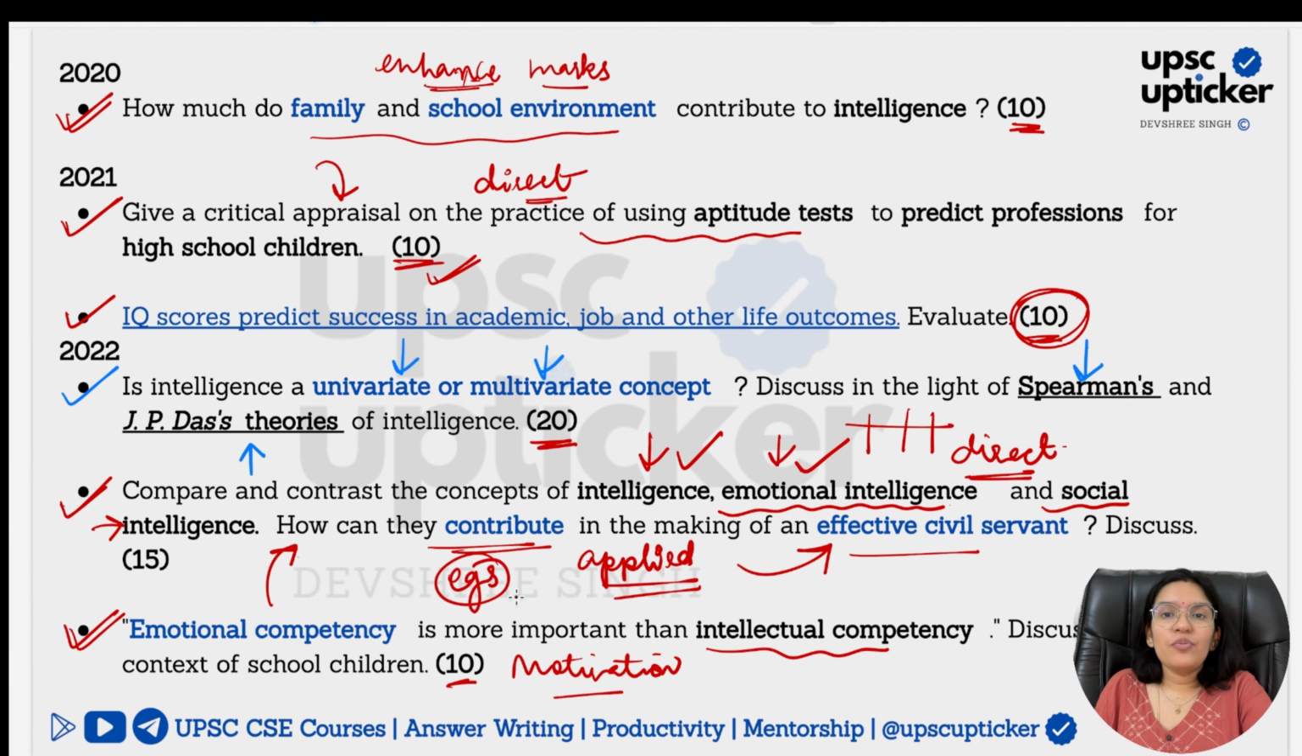See, in your academics, in your life, whether you're in school, in college, in your job, or in your personal life, everywhere emotional intelligence plays a very important role. It does not matter how intellectual you are, right? If you are intellectual, it's a wonderful thing. But even if people are not very intellectual, because everybody is not going to have above average intelligence, people will have average or below average intelligence.